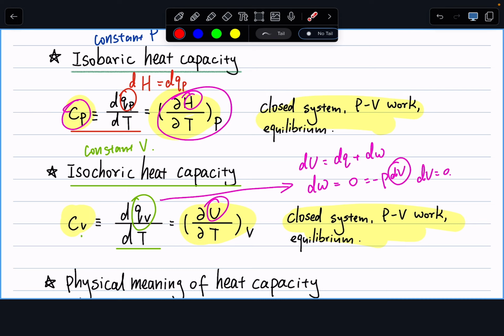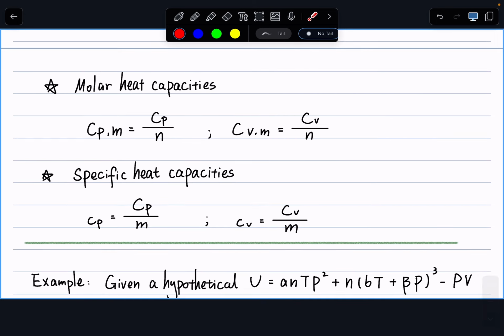All right. And since they are extensive properties, we have intensive versions of heat capacity. So if you divide CP by the number of moles, you get the molar heat capacity. If you divide these heat capacities by mass, then we have our specific heat capacities. But the heat capacities themselves are extensive properties. All right, let's see if we have any questions before we do some example problems together.